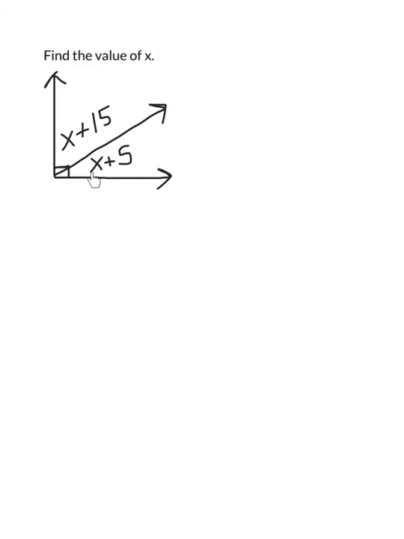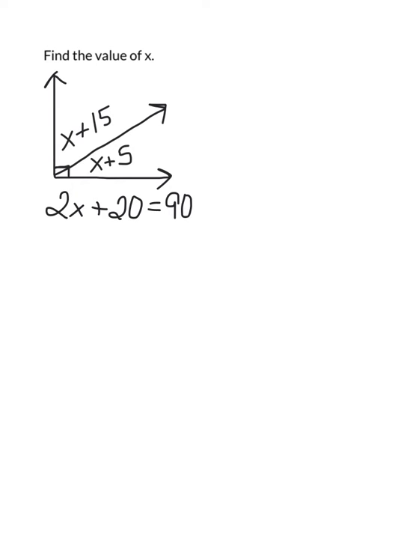I'm going to start by adding X plus X. And of course, everybody knows that that is 2X. Then I'm going to add my 2 numbers together. What is 15 plus 5? That's 20. And I know that this has to equal 90.